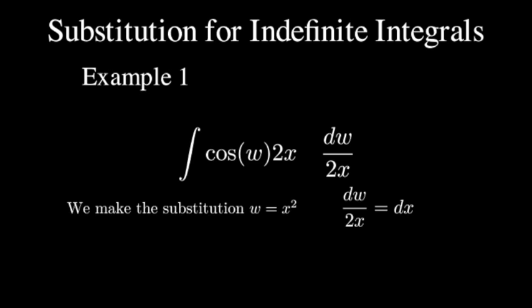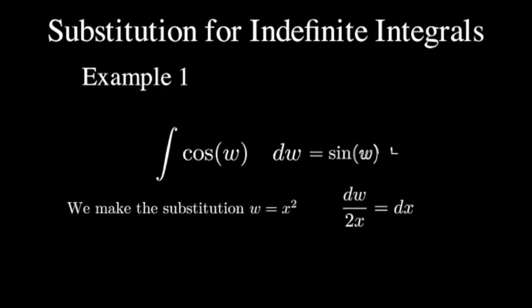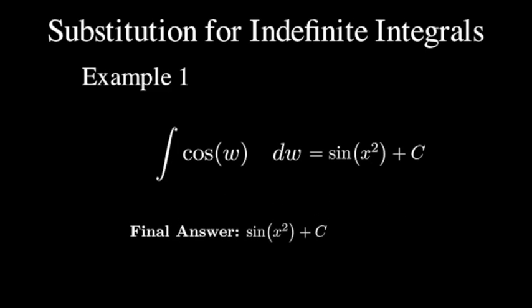After we do this, we see that a 2x can be cancelled, leaving us with just the indefinite integral of cosine of w times dw. This is an integral we actually know how to do. The antiderivative of cosine of w is just sine of w plus c. We want our answer in terms of x since that was the original variable. We make the substitution w equals x squared to get our final answer, sine of x squared plus c.